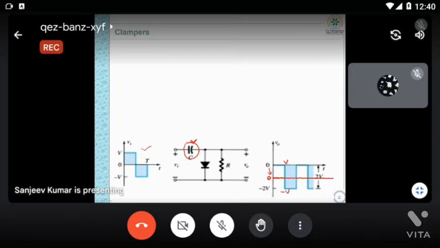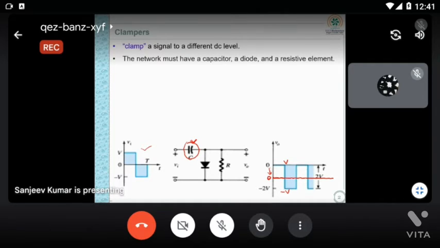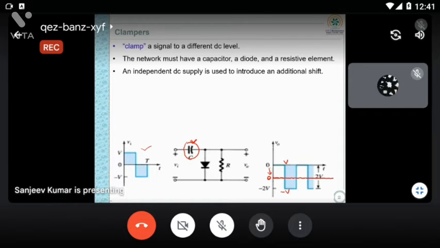So ultimately the definition you see, a clamper circuit clamps a signal to a different DC level. So here you can see DC level we are shifting. You can do this shifting upward also. And the network must have a capacitor, a diode and a resistive element. An independent DC supply is used to introduce additional shift.